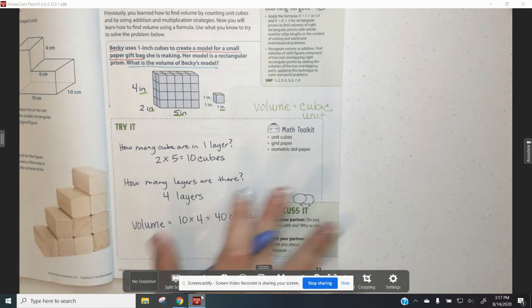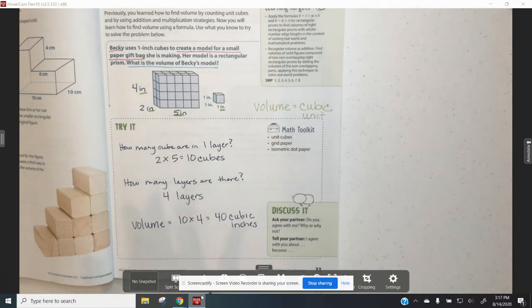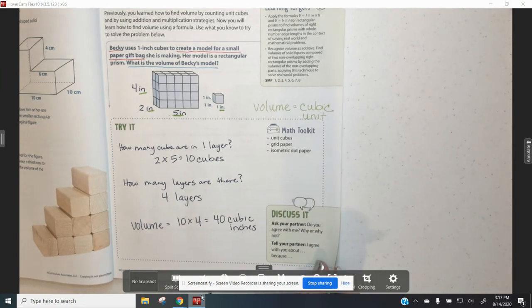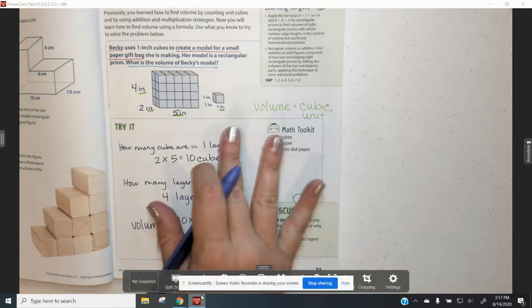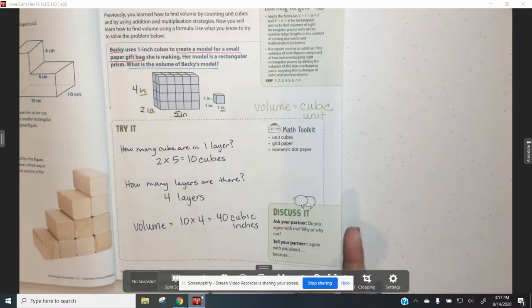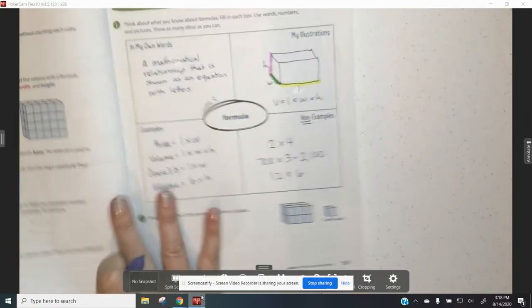But now this was kind of a lot of work. So I'm going to show you now 2 different ways that you could solve it without going through all of these steps. Go ahead and turn to page 34.